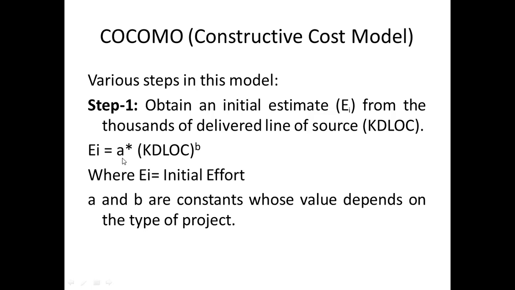Now, just after putting, suppose A is equal to 3.2 and B is equal to 1.05 as per the nature of the project, directly you can choose from the table and then calculate the value of EI. Okay, so you can calculate easily EI, the value of initial effort. Okay, no problem at all.